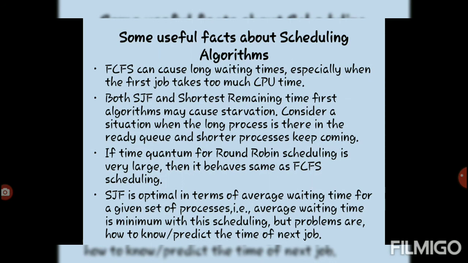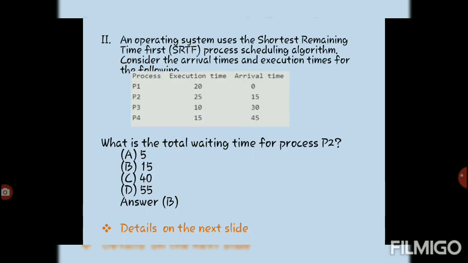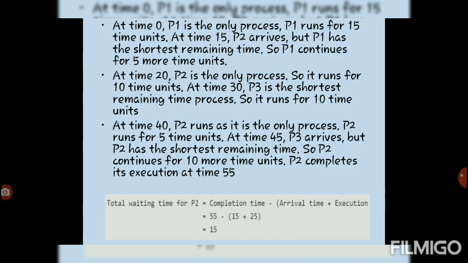Then if the time quantum of round robin is large, it behaves like FCFS, first come first serve. Then shortest job first is the optimal scheme in terms of waiting time. I also added some examples about these process scheduling algorithms. If I explain everything, the video will be so lengthy, it will be tough for you to download. So you just work it out on your notebooks, you will understand this. I hope you understand process scheduling, and that's all for now.